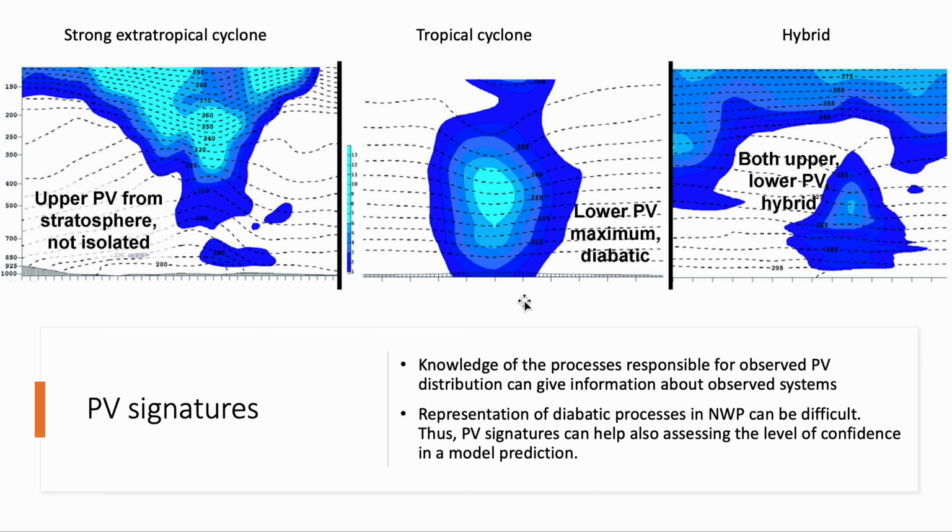Obviously, the atmosphere is complicated. Many things happen in the atmosphere, but at a synoptic scale, there are certain kinds of PV distributions that you could expect. And here we're showing some examples. The one to the left, let's see, dashed lines represent isentropes with 5 Kelvin intervals.